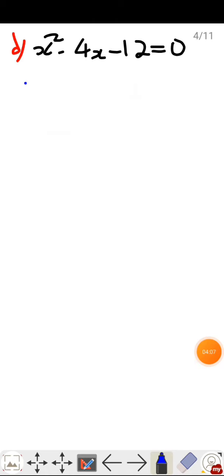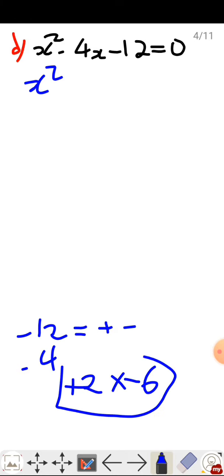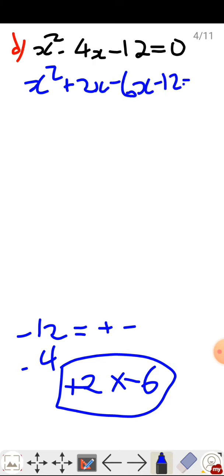So now look at the fourth example. Okay, so we have to look at two numbers that give us minus 12 and minus 4. So to have a minus 12 we need to have a positive and negative number. So it's positive 2, and minus 6. When you multiply the two we get minus 12, when we add we get minus 4. So you replace the minus 4 with 2 and 6, then you factorize now.